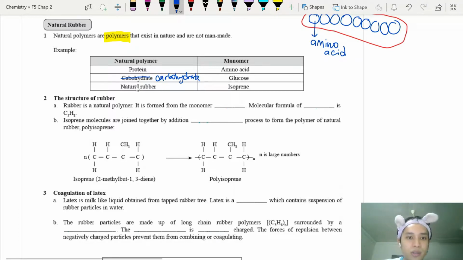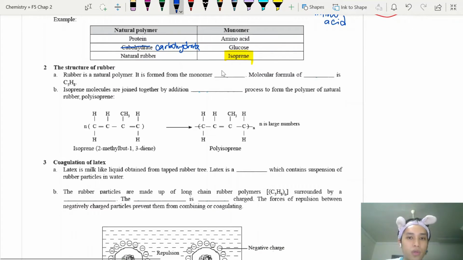For natural rubber, the monomer, you must know the name, is isoprene. This is the monomer for rubber. You must know the name of isoprene, and you also must know the structural formula of isoprene. The molecular formula of isoprene is C5H8. You must remember that the molecular formula for isoprene is C5H8.